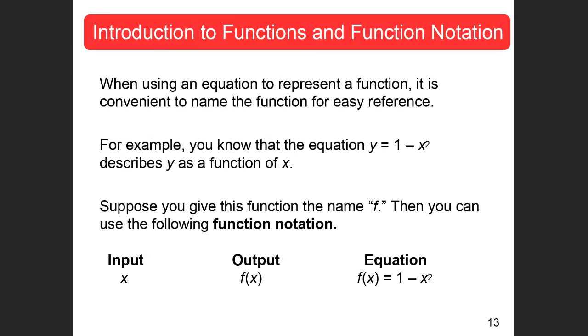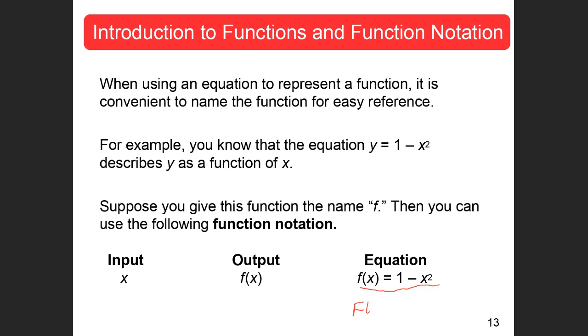When using an equation to represent a function, it is convenient to name the function for easy reference. For example, you know that the equation y is equal to 1 minus x squared describes y as a function of x. Suppose you give this function the name f, then you can use the following function notation. And that's what we're going to be using for most of the year from now on. We're not going to use y is equal to, we're going to use f of x. So f of x is equal to 1 minus x squared.